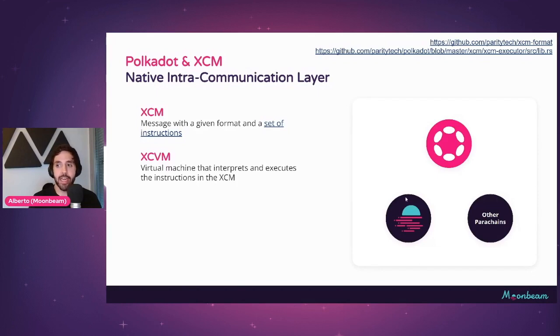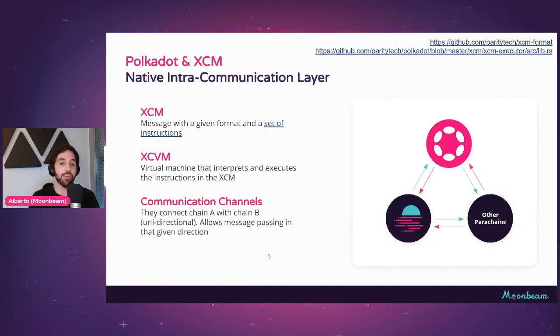On the right-hand side, I have three actors in the Polkadot ecosystem. Polkadot itself as a relay chain, we have Moonbeam, and then we have other parachains, just to name a few: Acala, Bifrost, Parallel, Interlay, Centrifuge, whatever. And so the communication channels between these participants are what allow these messages to basically move around the ecosystem.